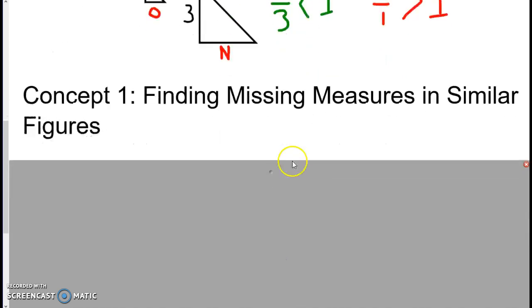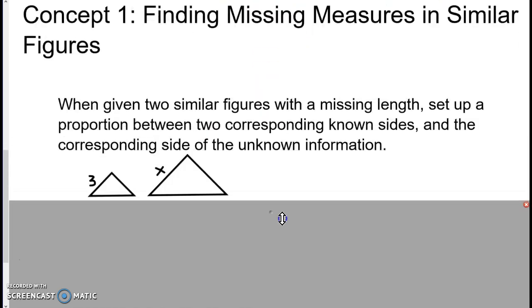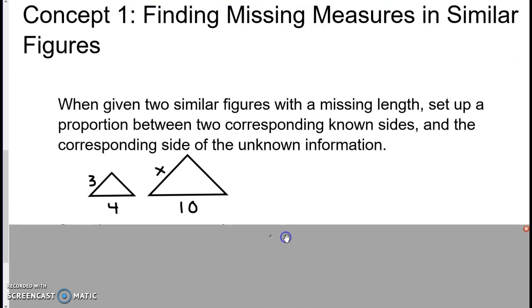Concept 1, finding missing measures in similar figures. You'll often be given problems like this, where we have two similar shapes, and we've got one set of corresponding sides that we know the values of, and then we've got one missing value that we don't know, and one value that corresponds to that missing value. The way to solve this is by using a proportion.